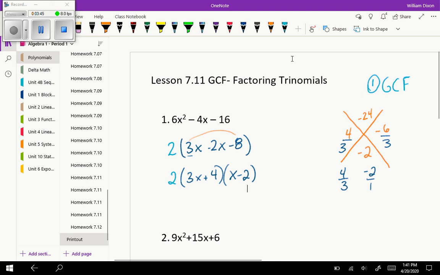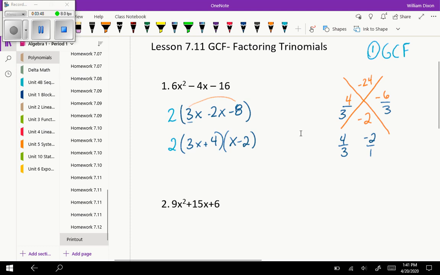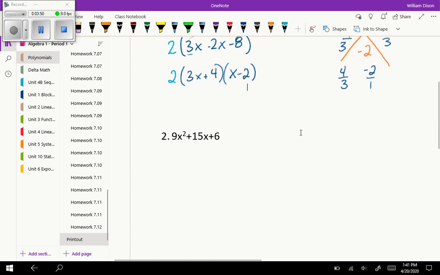All right, now let's go to example number 2. Not too many today. This is a short lesson. I'll save the longer lessons for later in the week. Anyway, so I have 9x squared plus 15x plus 6. Again, the first thing I'm going to do is look and see if I have a greatest common factor between 9, 15, and 6. And I do. And you should be able to recognize that that is 3.